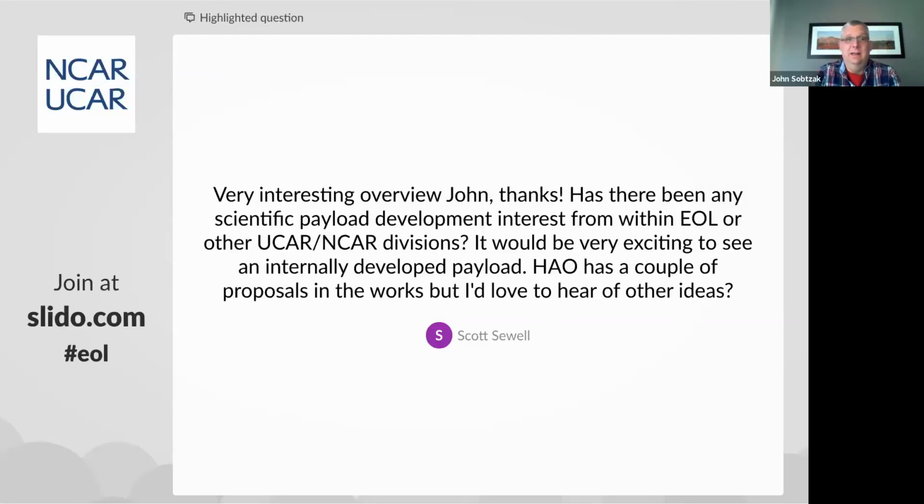If you have an idea for EOL, my understanding is that EOL deals mainly with the lower and mid atmosphere. There's definitely possibilities to measure wind profiles, vapor profiles, water profiles, temperature, of course, with onboard radar systems, even lasers. LiDAR systems would be of interest.